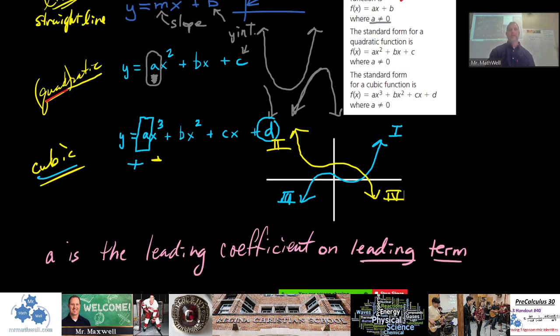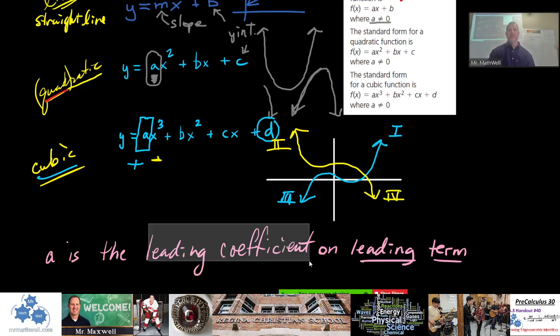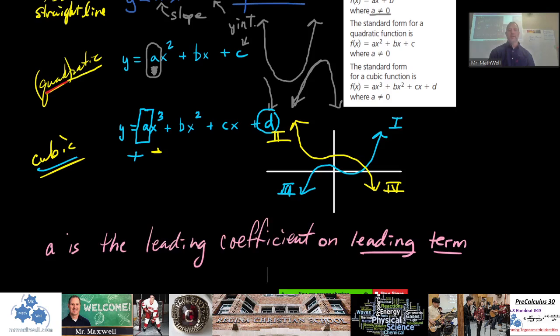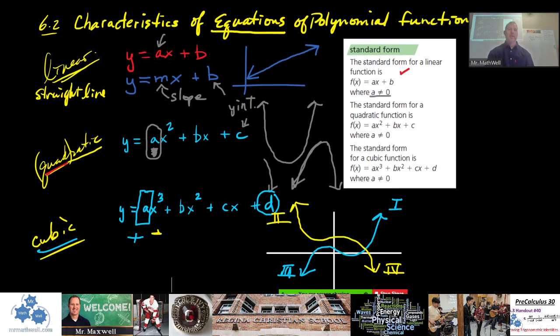Okay, now a is called the leading coefficient, and that is the number in front of the leading term, so it's multiplied by the x term in the leading term. The leading term carries the degree of the function. So this is the leading term here. This is the leading term here. And a term would be a collection of the number and the variable. That's the leading term here.